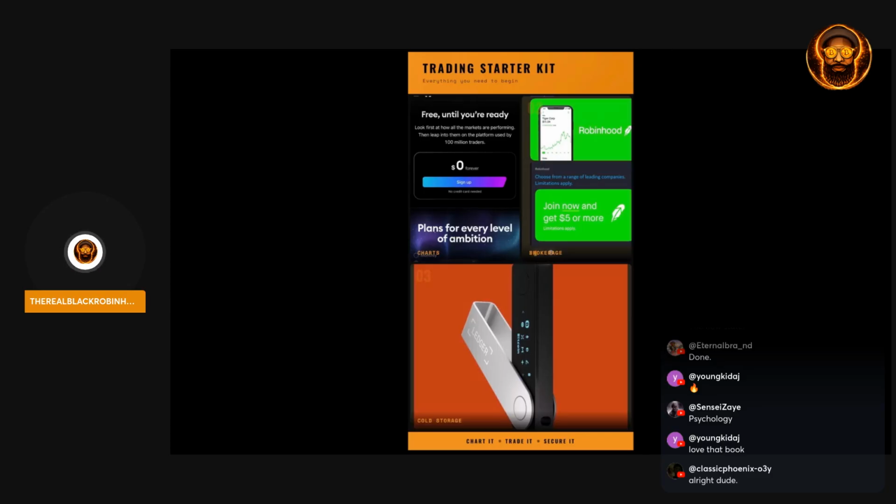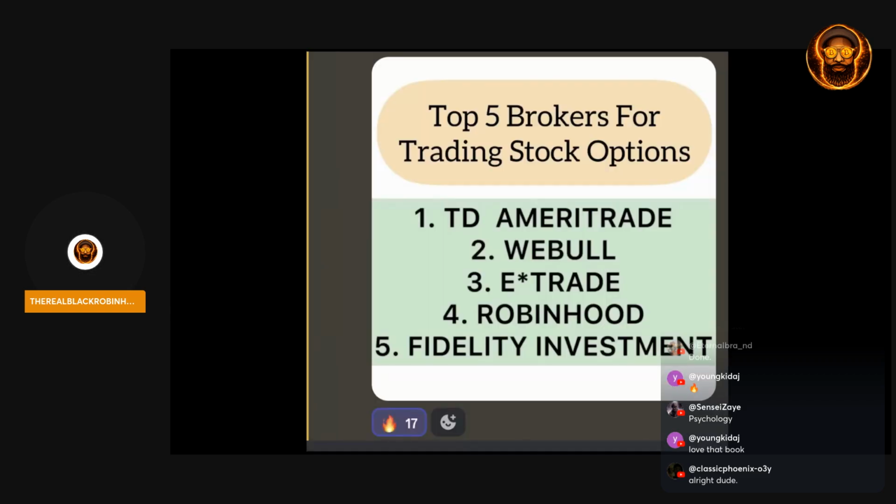So this is the trading starter kit, right? You need TradingView, you need Robinhood, you need a Bitcoin wallet. It could be Ledger, it could be Trezor, it could be whatever. But you're gonna need a trading platform. Top brokers for trading stocks: TD Ameritrade, Webull, E-Trade, Robinhood, Fidelity.